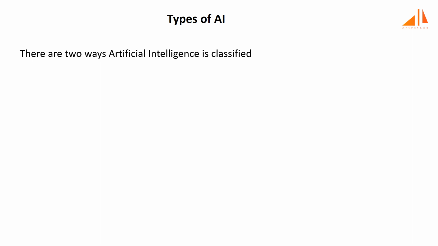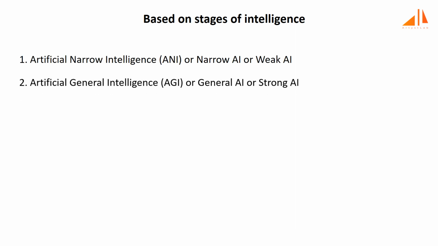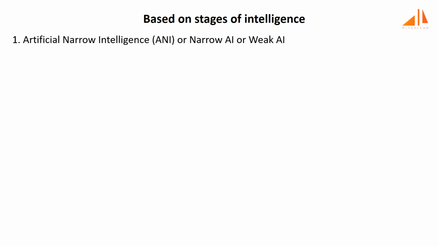So, there are two ways artificial intelligence is classified: based on stages of intelligence and based on functionality. Let's first discuss on the basis of stages of intelligence. We will talk about classification of AI based on functionality in the next tutorial. Based on intelligence, the stages through which AI can evolve are classified into three categories: artificial narrow intelligence or narrow AI or weak AI, artificial general intelligence or general AI or strong AI, and artificial superintelligence or conscious AI. Let's discuss each of them one by one.